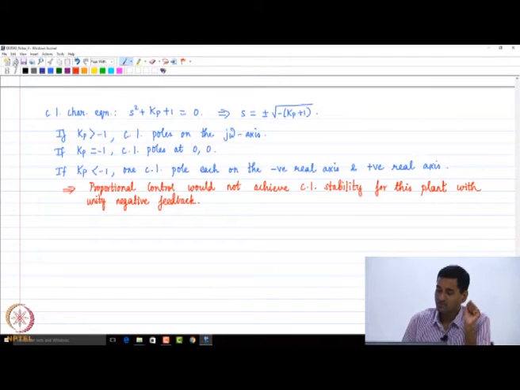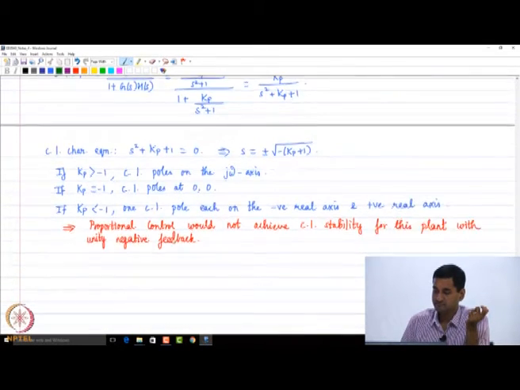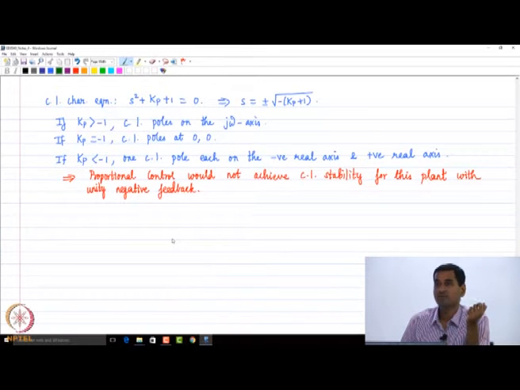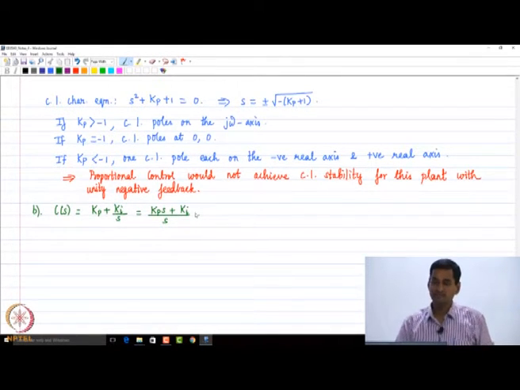Then what can we do? Now I go and try, maybe, what can I try? I can try PI, for example, right? So let's say we try PI. That means we are going to have the controller transfer function to be Kp plus Ki by S. This can be rewritten as Kps plus Ki, the whole divided by S.